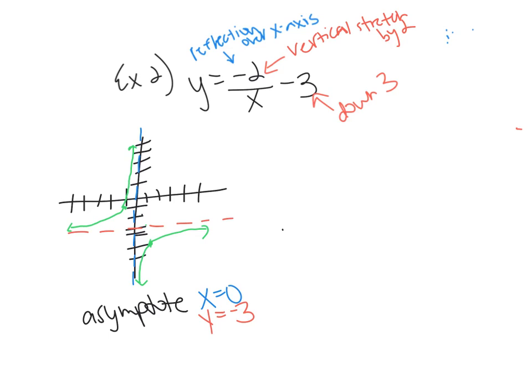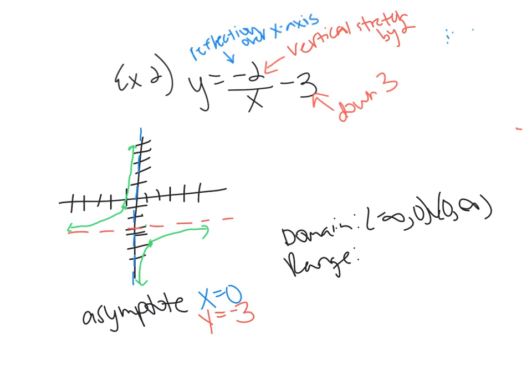But let's go ahead and add a domain and range to our attributes. What would our domain be? Domain is everything except your vertical asymptote, so this would be negative infinity to 0, unioned with 0 to infinity. Range is everything except your horizontal asymptote, so this would be negative infinity to negative 3, unioned with negative 3 to infinity. And that is our graph of y equals negative 2 divided by x, minus 3.